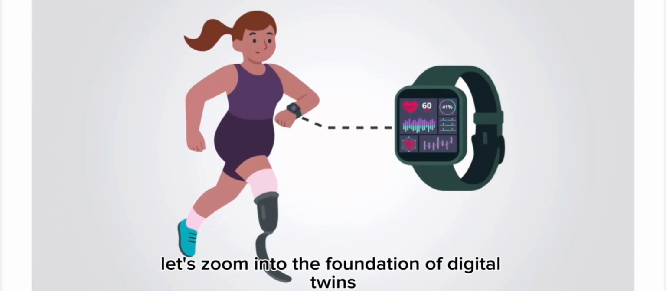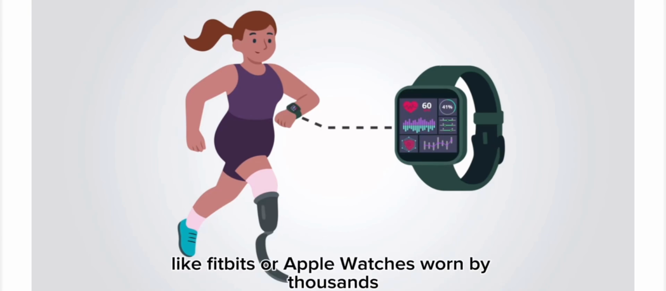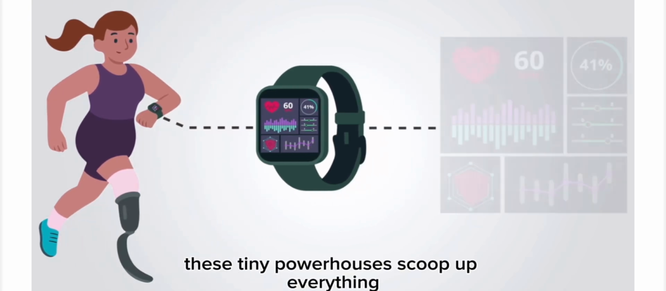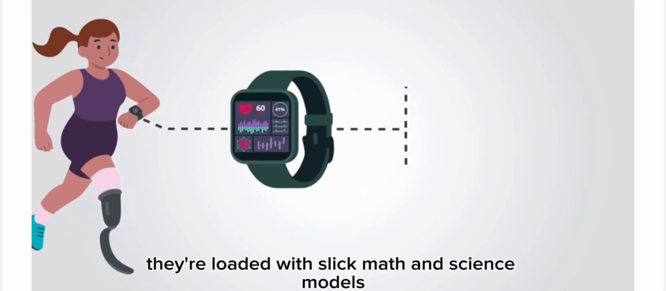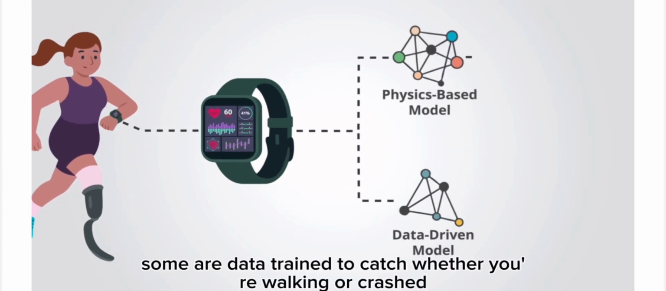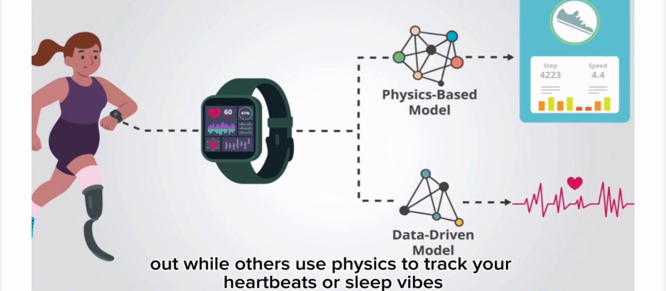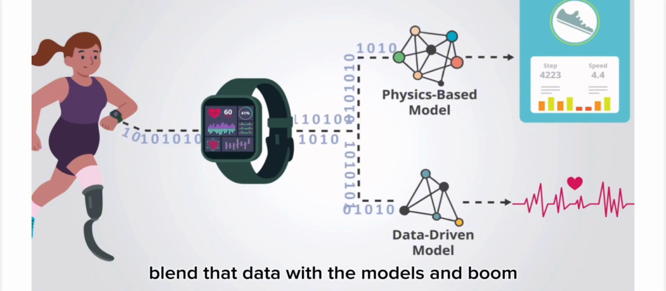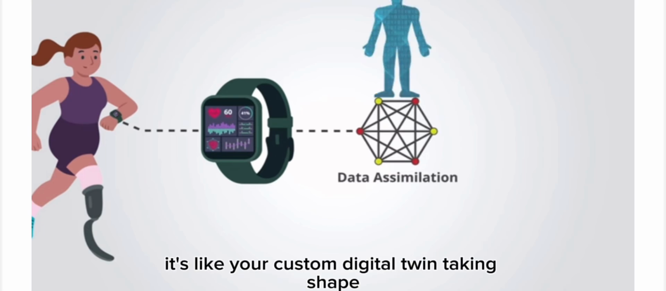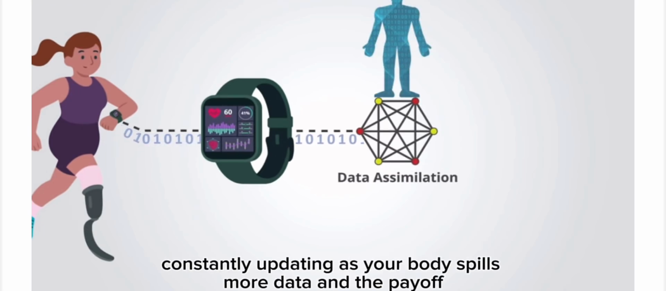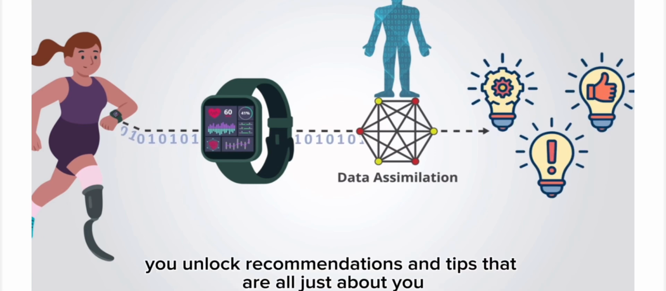Let's zoom into the foundation of digital twins. Starting with something familiar, like Fitbits and Apple Watches worn by thousands. These tiny powerhouses scoop up everything: your activity, your sleep, your whole vibe. They're loaded with sleek math and science models. Some are data-trained to catch whether you're walking or crashing out, while others are physics-based to track your heartbeats or sleep patterns. Blend that data with models and boom, data assimilation kicks in. It's like your custom digital twin taking shape, constantly updating as your body spills more data. And the payoff: you unlock recommendations and tips that are all just about you.